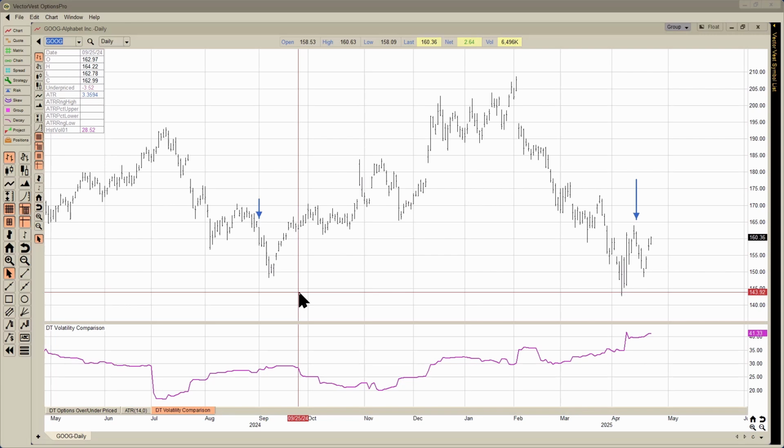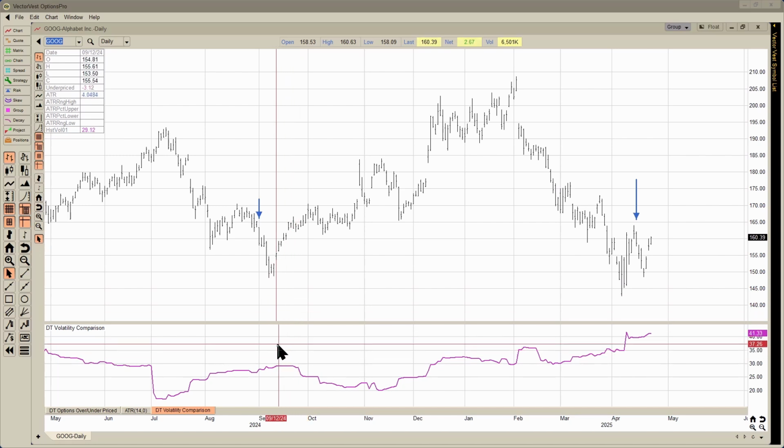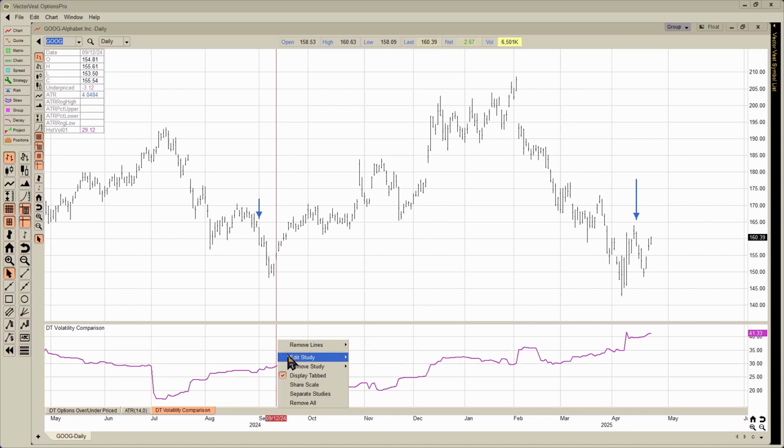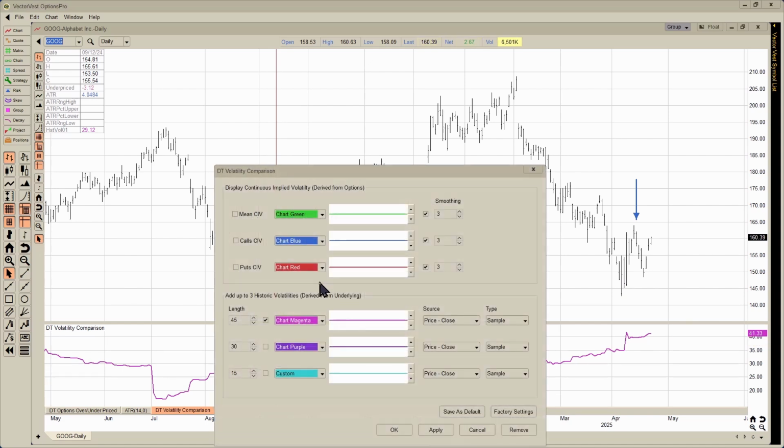Now, the next component of how volatility for options is priced is called implied volatility. Implied volatility is a little bit different than historic. Historic is what the stock has done in the past, whereas implied is what it may do in the future. So I'm going to go down to my volatility graph down here. I'm just going to right click and go to Edit Study, and I'm going to take off the historic and add implied.